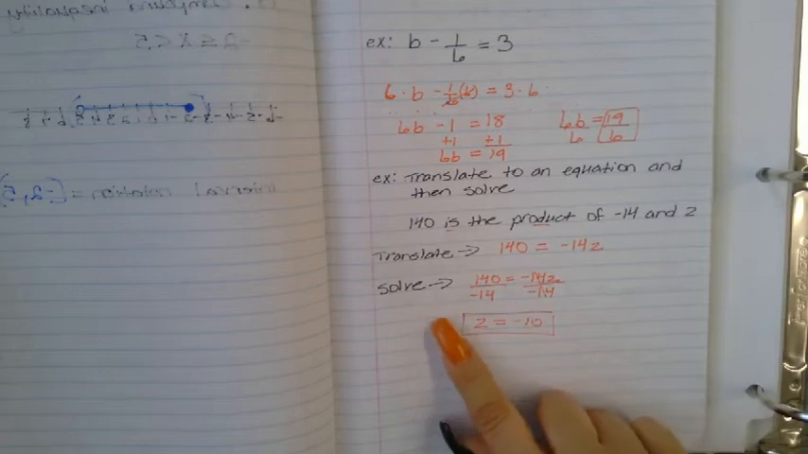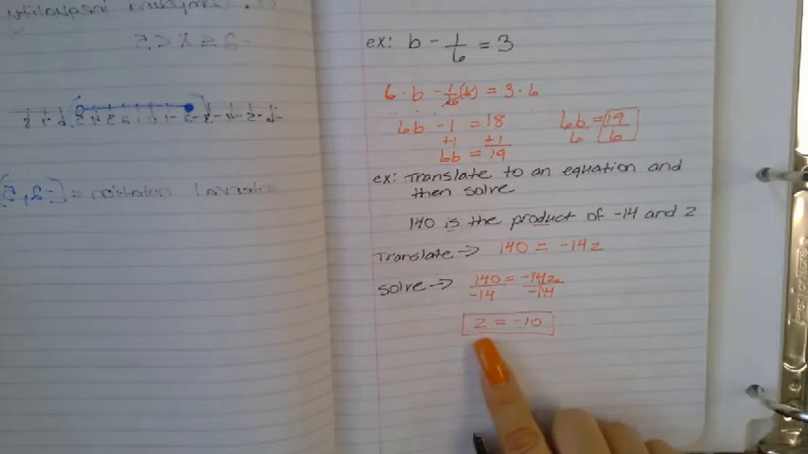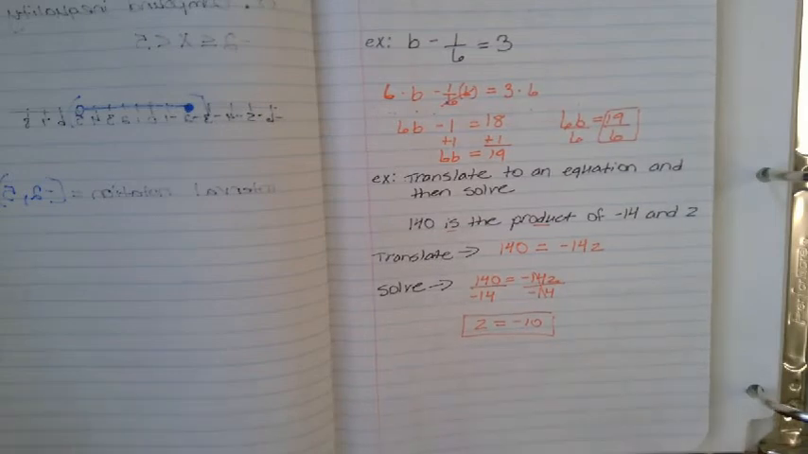Now to solve it, all we're going to do to get the z by itself is divide by negative 14. So on each side do that. You should be left with z equals negative 10.